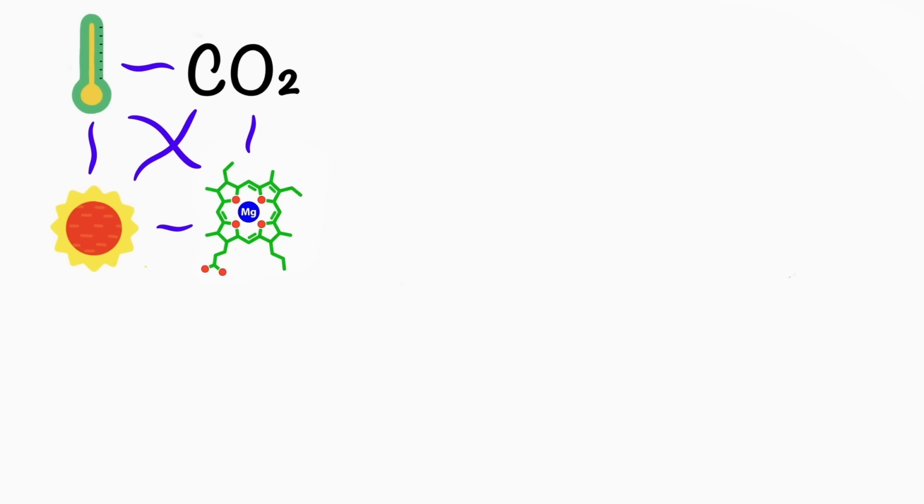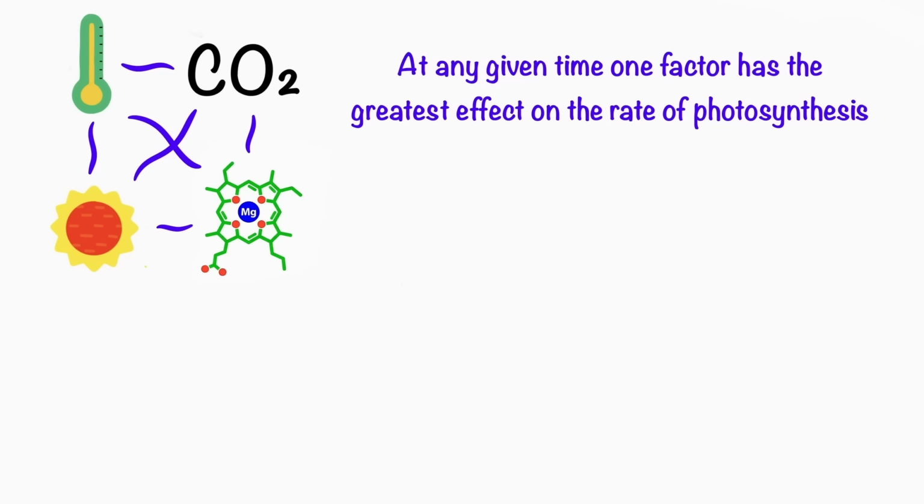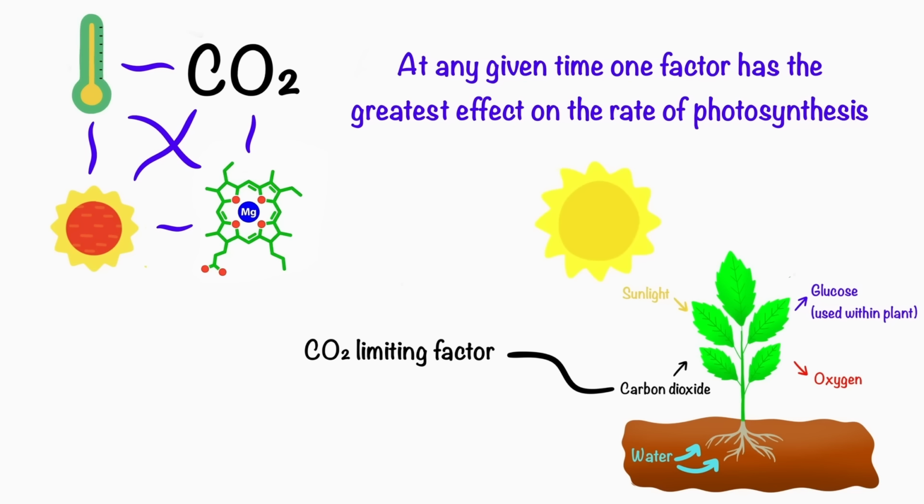These limiting factors don't work in isolation. They interact with each other. At any given moment, one factor will be the limiting factor. This is the factor that, if changed, would have the greatest effect on the rate of photosynthesis. For example, on a bright summer day, carbon dioxide might be the limiting factor for a plant. Adding more CO2 would increase photosynthesis rates, but adding more light wouldn't help because light is already abundant.